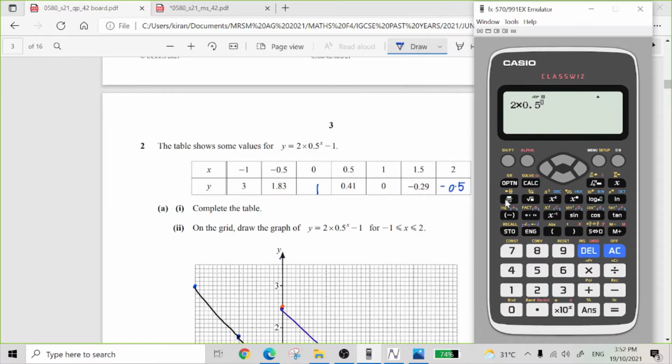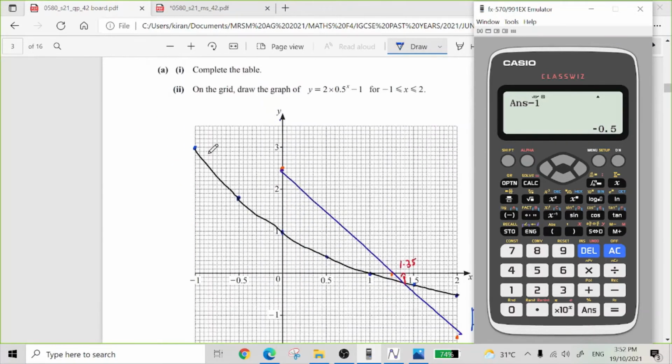Okay, let's say I put 2 here. I press this part, and then minus 1, then negative 1 over 2, or negative 0.5. Since we want to plot on graph paper, make sure that your value for y is in decimal places. The maximum is 2 decimal places. For this part it is equal to 1.